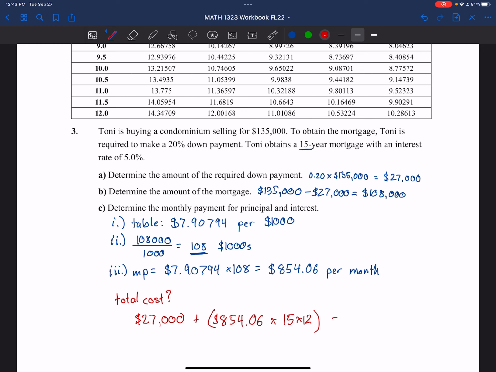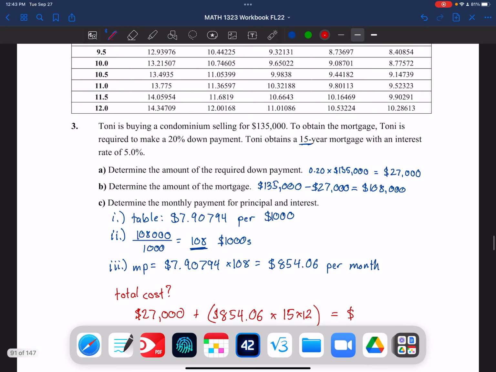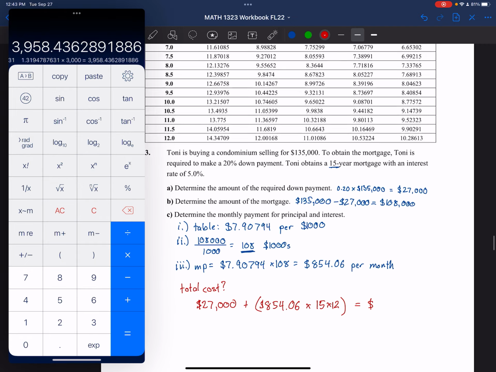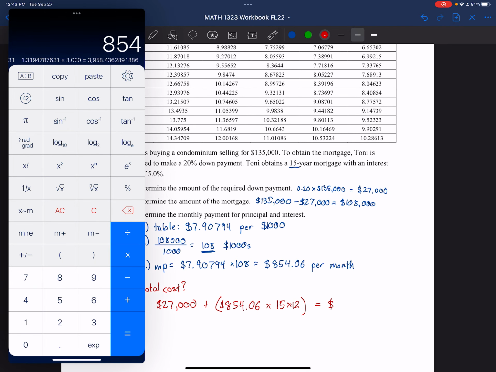If you work all this out, this ends up being, well, actually, I don't know. Let me go ahead and grab my calculator just to make sure we do this. Again, order of operations: 854.06 times 15 times 12. Okay, so that's right there. It's just the part that wasn't paid up front, and then the 27,000. Okay, yeah. So you end up paying $180,730.80. Or I shouldn't say you, but Tony does in this case.